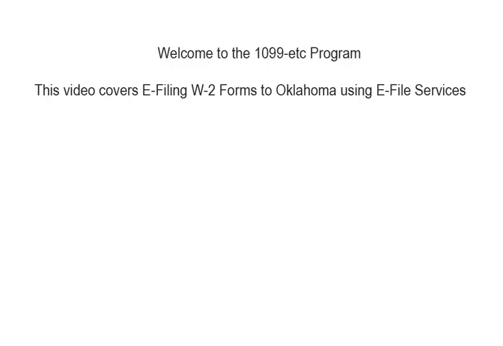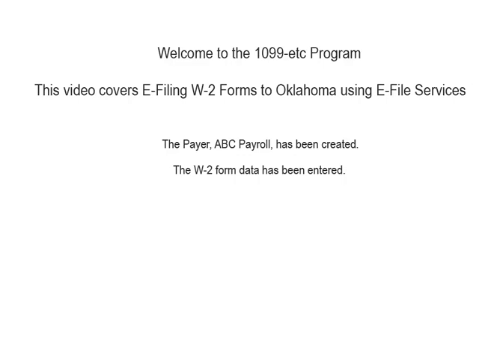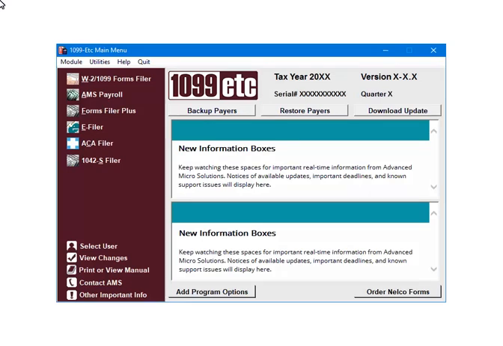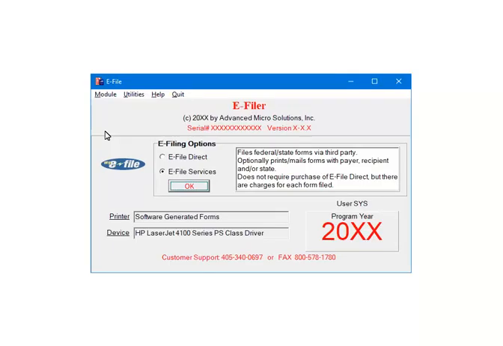This tutorial covers e-filing the W-2 forms to Oklahoma using e-file services. To begin, the payer ABC Payroll has been created, and the W-2 form data has been entered. This is the main menu. To continue, select e-filer. This is the e-filer menu. Select e-file services. Now click OK.